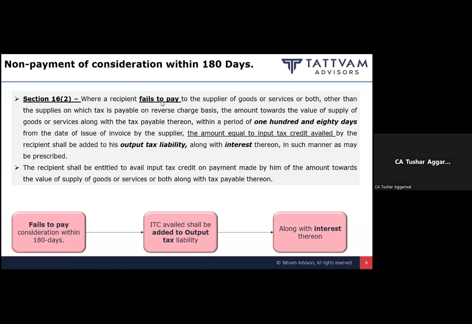And we will also look into some good interpretation, which will be food for thought for everybody. Let's see whether we can actually contest such kinds of matters or not.